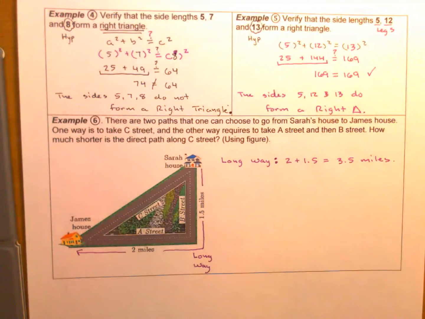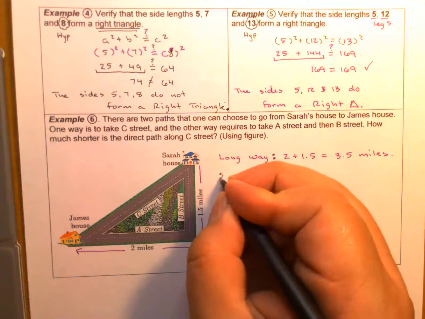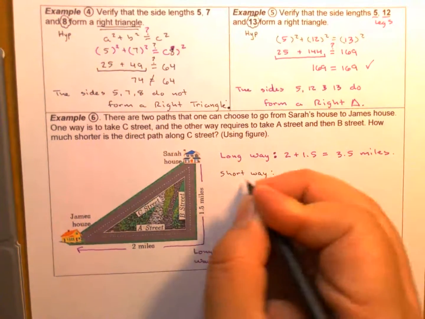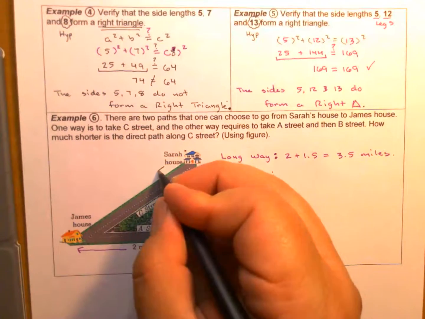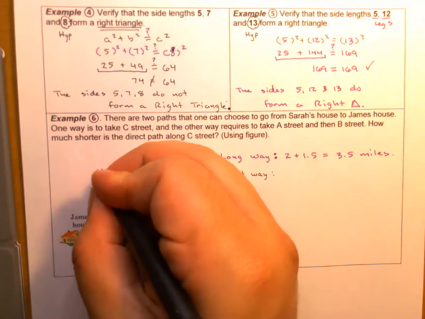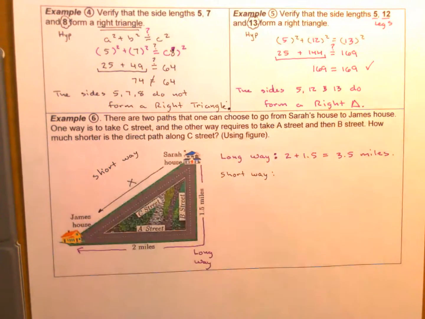All right, but notice this is a right triangle. So because this is a right triangle, then we're going to look for the short way, right? What's the fastest way there? Well, from here to here. This is what we're looking for. This is the short way. And in reality, we're just going to call it x for now. So here comes Pythagorean theorem.